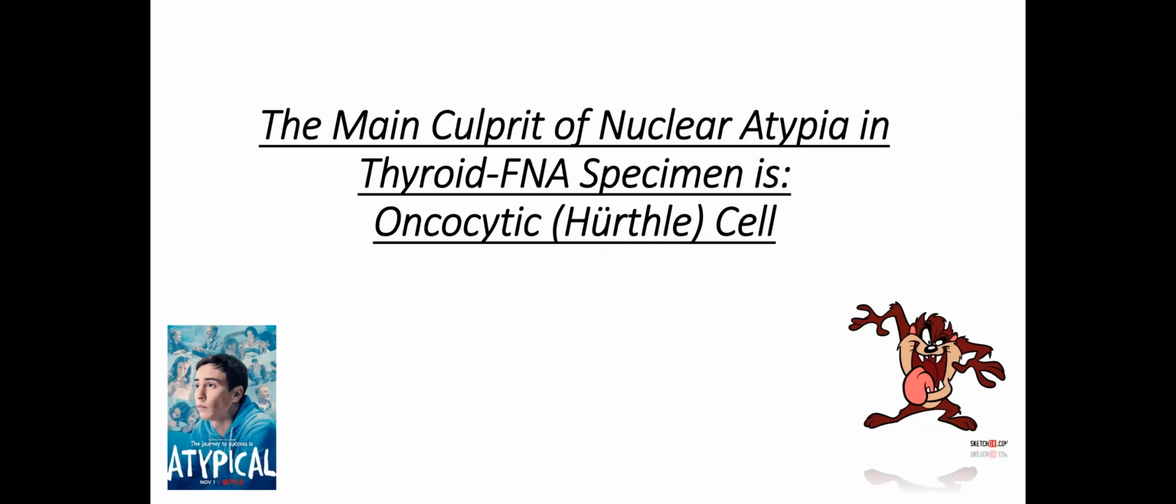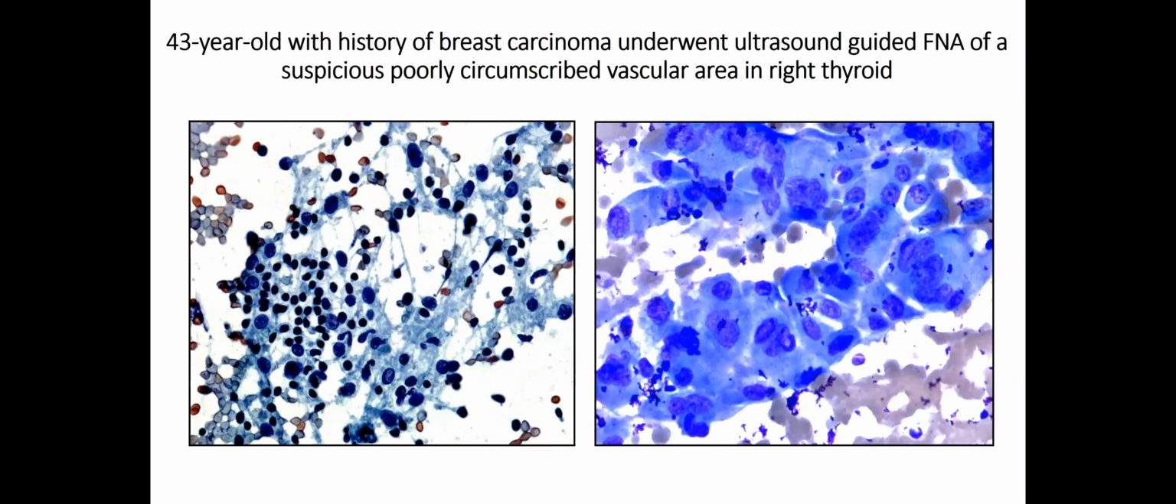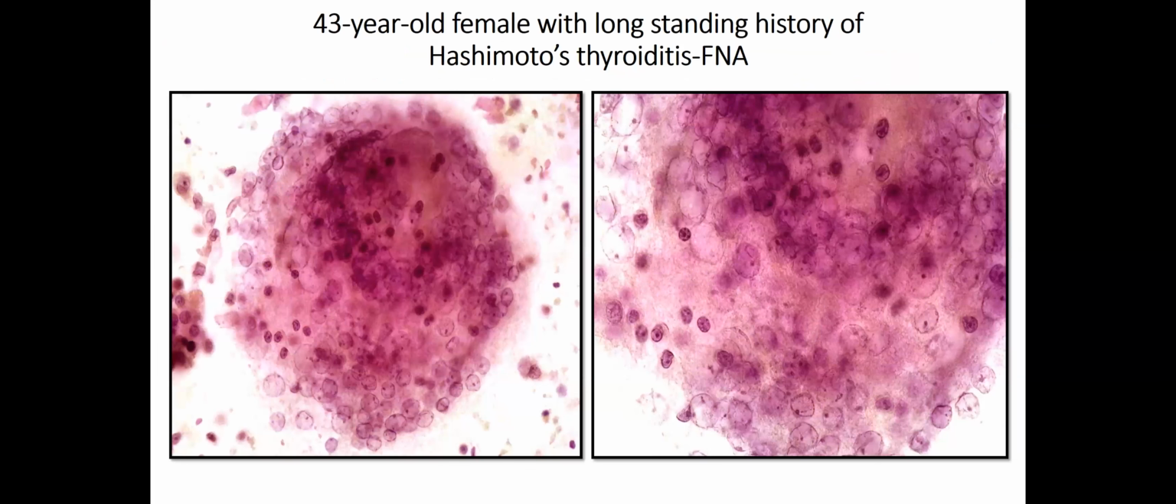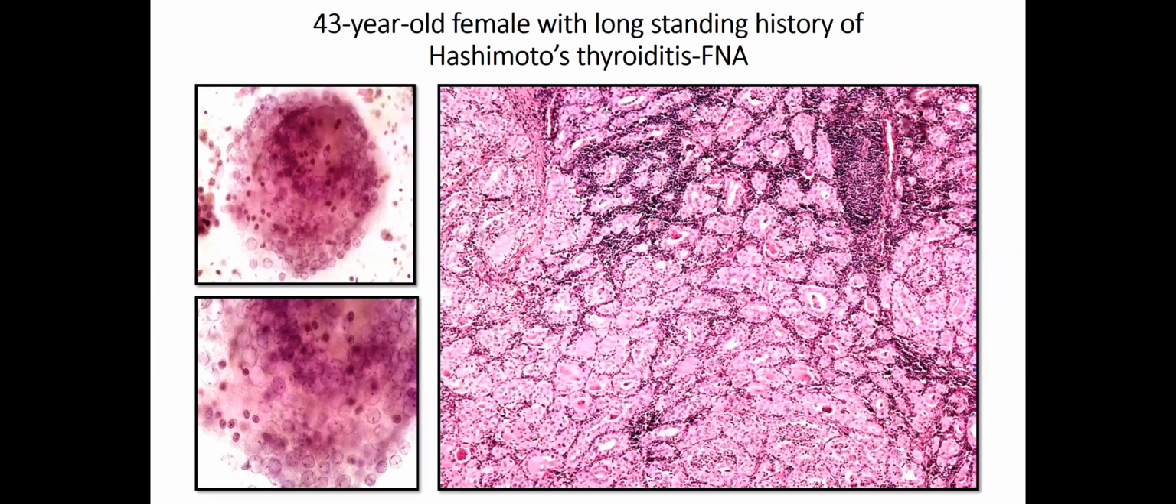The other thing to note is that the oncocytic cell is the main culprit of being that atypical cell that you see in thyroid lesions. Oncocytic cells in all these things that are listed here, which are all benign, can have very atypical cytology. I showed you these cases which show oncocytic cells with either nuclear atypia or marked nuclear pleomorphism in benign conditions such as chronic lymphocytic thyroiditis. Now let's look at the histology of these. And I think that is something that also applies to other non-oncocytic follicular lesions.